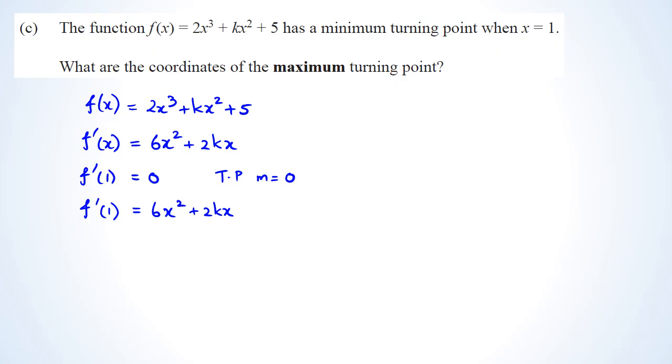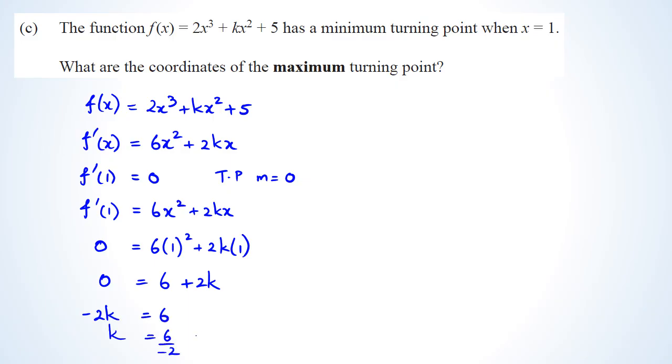Now because I know f dash of 1 equals 0, I'm going to replace the left hand side with 0, and because x is equal to 1, I'm going to get 6 times 1 squared plus 2 times k times positive 1. So I've got 0 equals 6 plus 2k. Rearranging this, I get negative 2k equals 6, and k equals 6 divided by negative 2, which equals negative 3. So that's the first step, and getting up to here will get you an achieved.